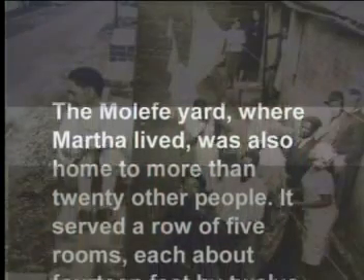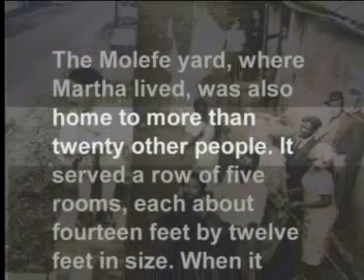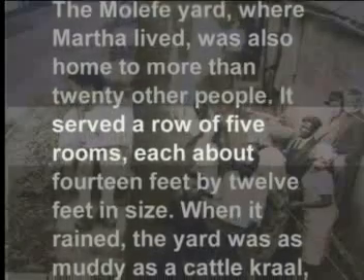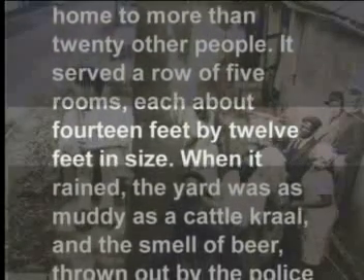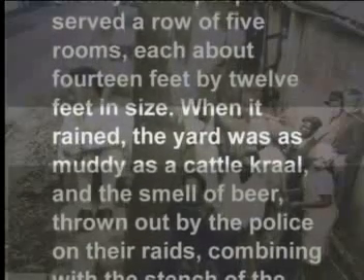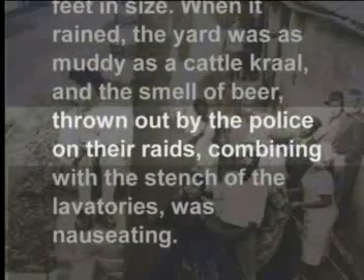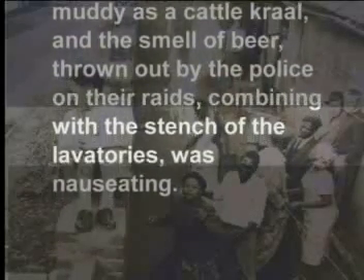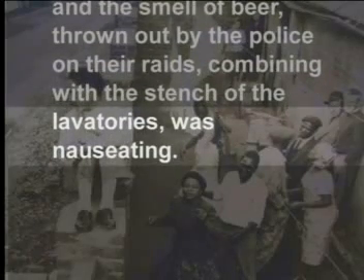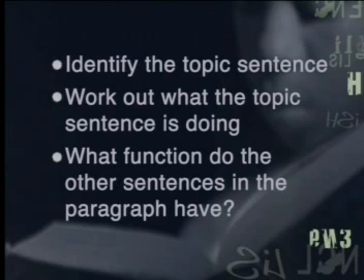Let's look at another paragraph taken from The Marabi Dance by Modikwe Dikobe. The Molefe yard, where Martha lived, was also home to more than 20 other people. It served a row of 5 rooms, each about 14 feet by 12 feet in size. When it rained, the yard was as muddy as a cattle kraal, and the smell of beer, thrown out by the police on their raids, combining with the stench of the lavatories, was nauseating. See if you can identify the topic sentence of the paragraph we have just seen. Then work out what the topic sentence is doing and what function the other sentences in the paragraph are fulfilling.